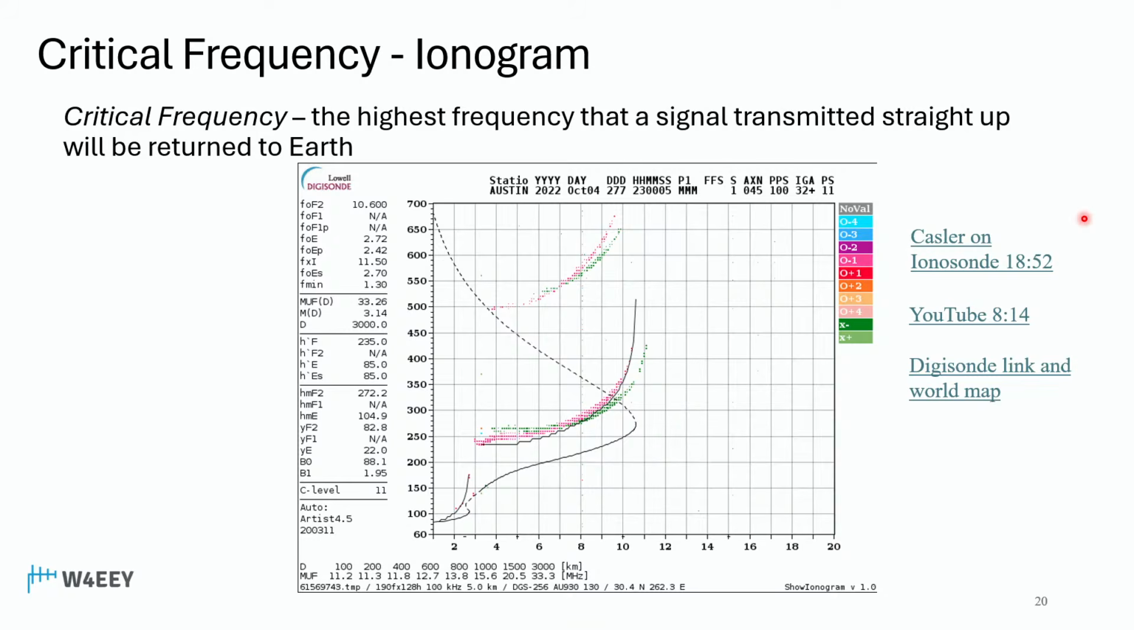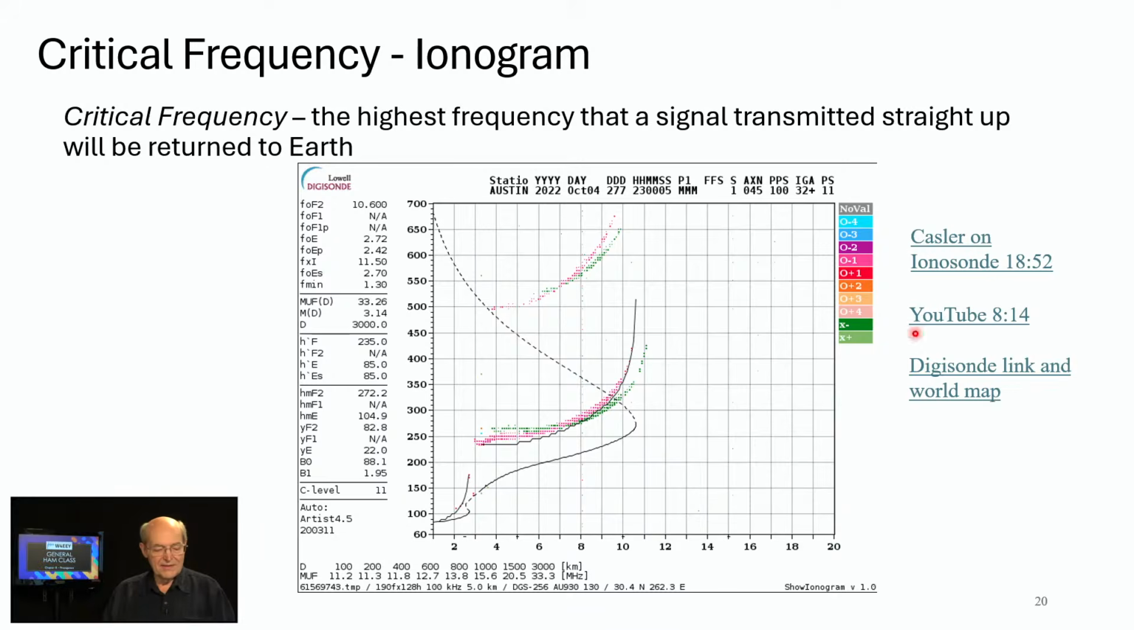And here's a little bit more technical diagram of an ionogram. And these are located all around the Earth. I've got several links that you can look into. Kessler got into it a bit. You don't need to be an ARRL member to see this, a YouTube video. And then this Digizone link and world map is interesting because it shows you all of the places in the world where these things exist. And then they put the data out on a server so that people can go and look at this stuff.